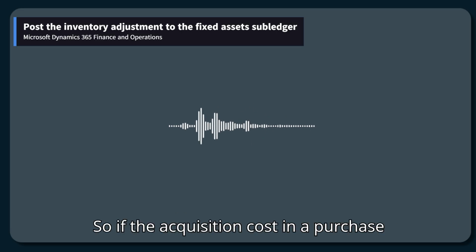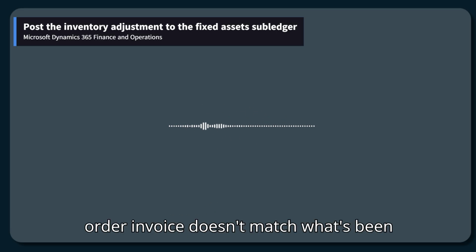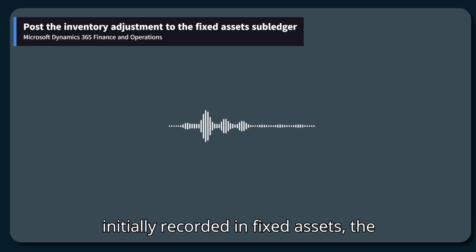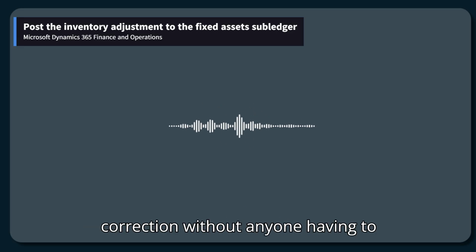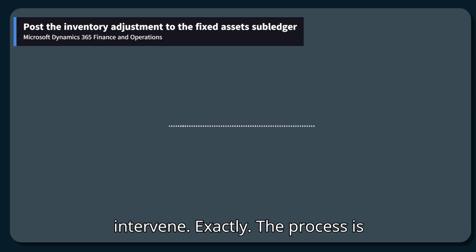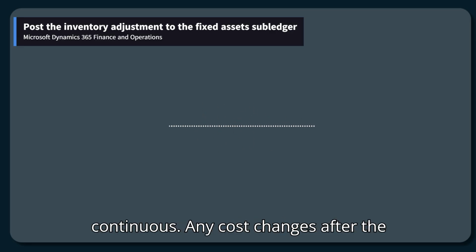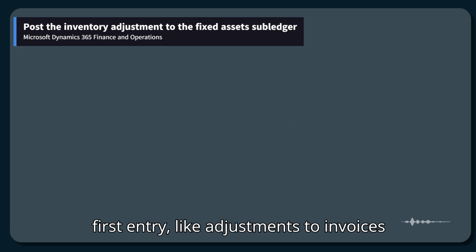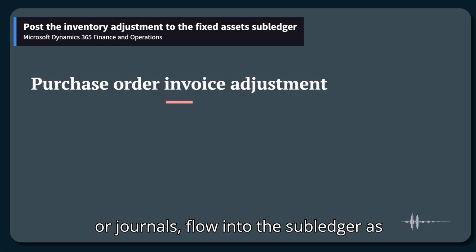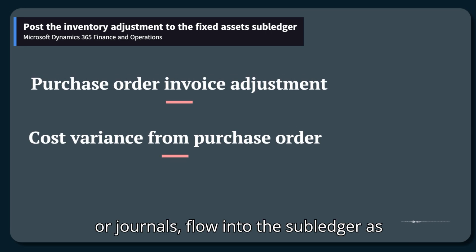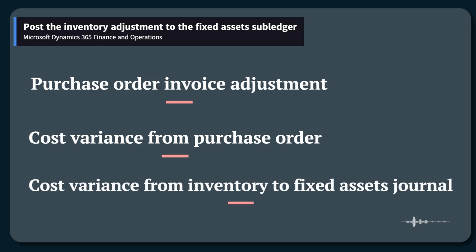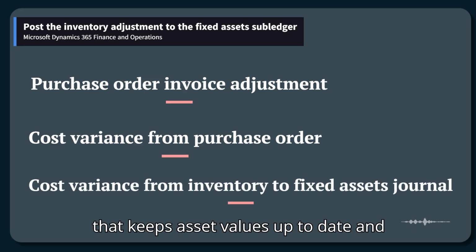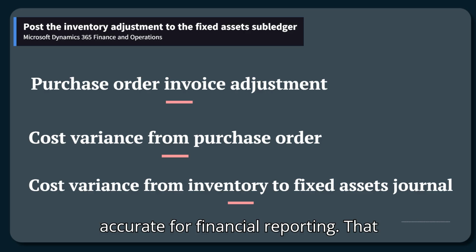So if the acquisition cost in a purchase order invoice doesn't match what's been initially recorded in fixed assets, the system picks up the variance and posts a correction without anyone having to intervene. Exactly. The process is continuous. Any cost changes after the first entry, like adjustments to invoices or journals, flow into the subledger as an acquisition adjustment transaction. That keeps asset values up to date and accurate for financial reporting.